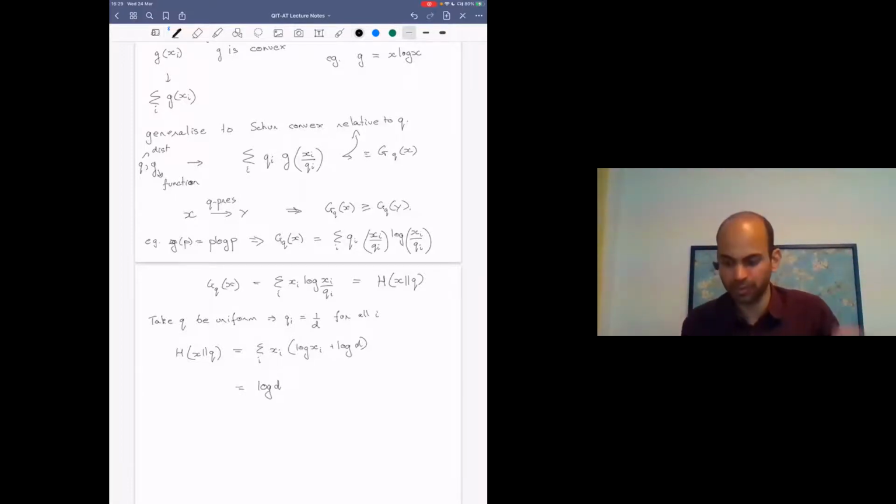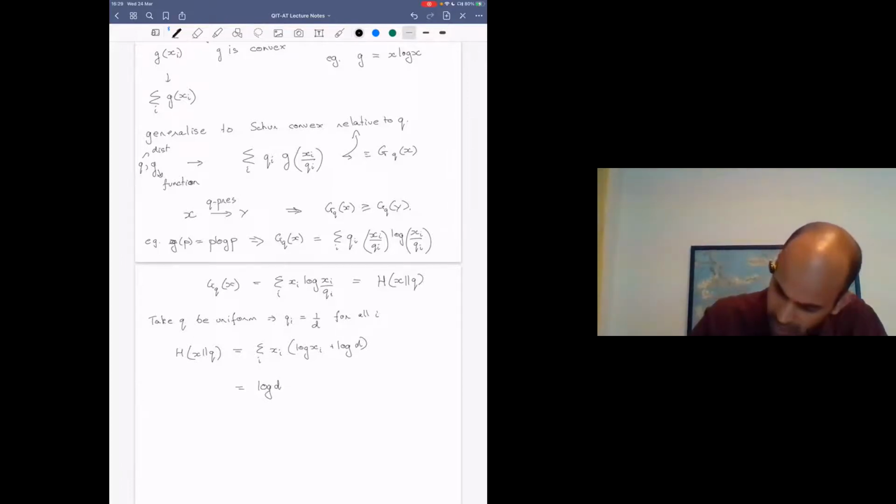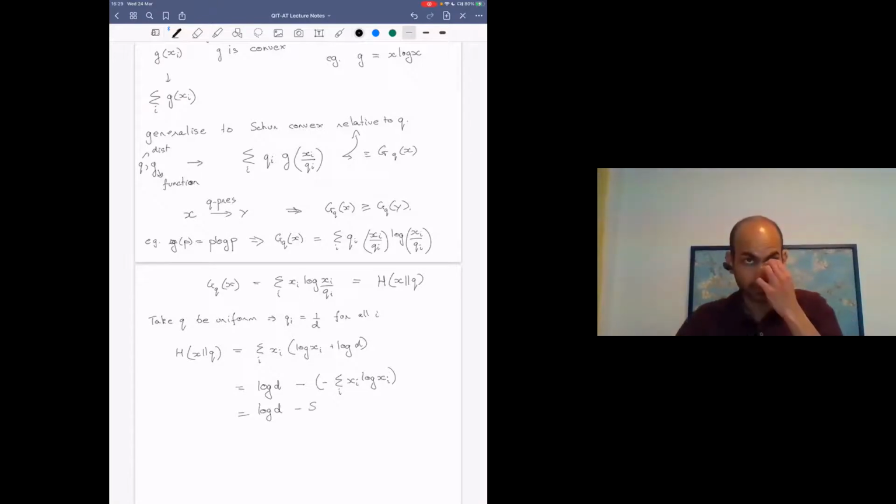We're always dealing with distributions. Therefore, the sum over i of x_i log d just becomes log d, minus, and now I can write this as minus the sum over i of x_i log x_i. So it's log d minus the entropy.